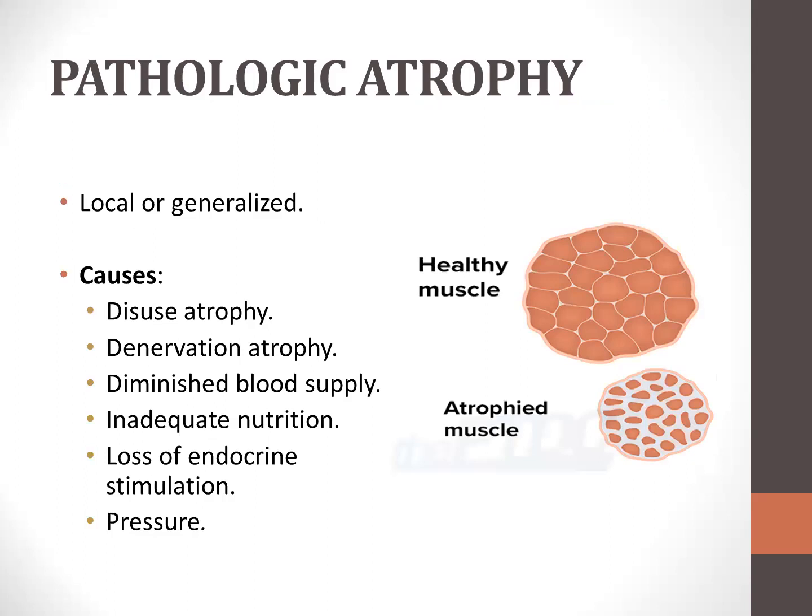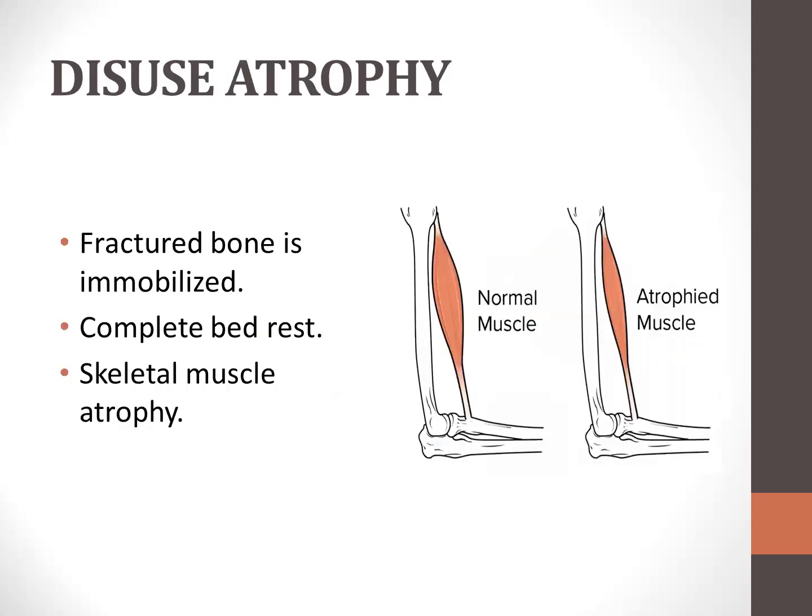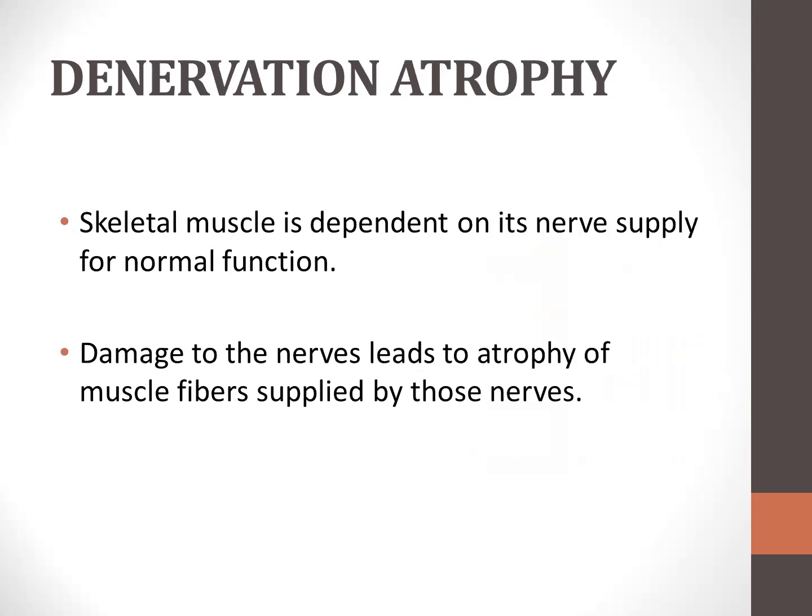It occurs because of various causes, which may be disuse, denervation, diminished blood supply, inadequate nutrition, loss of endocrine stimulation, and due to pressure effects. Disuse atrophy occurs usually when a bone is fractured and immobilized, so the muscles that are attached to the bone, because they are not being used, undergo atrophy. Denervation atrophy occurs when the nerve supply to a muscle is cut off or damaged. The muscles cannot be stimulated by the nerves and they undergo atrophy.